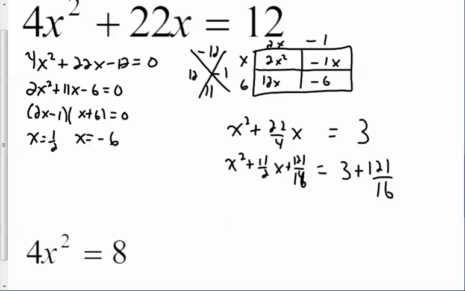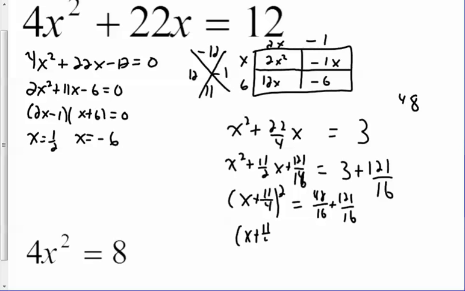Now this left side becomes x plus half of b, 11 fourths, squared. So if I square the first, square the last, and multiply the two together and double, I get what's above. And then this with a little polishing, let's see, 16, what's 16 times 3? That's 48. So that's 48 over 16 plus 121 over 16. What's 121 plus 48? That's 169. So now you have x plus 11 over 4 squared equals 169 over 16, if that makes sense.